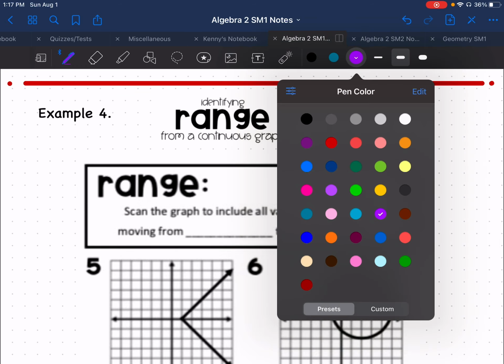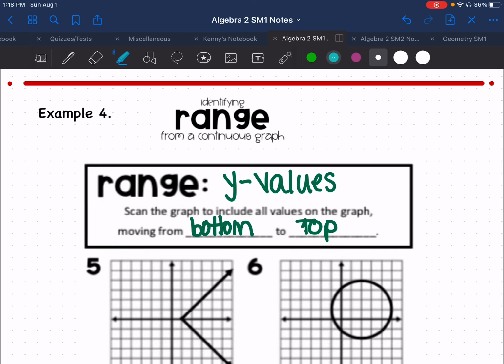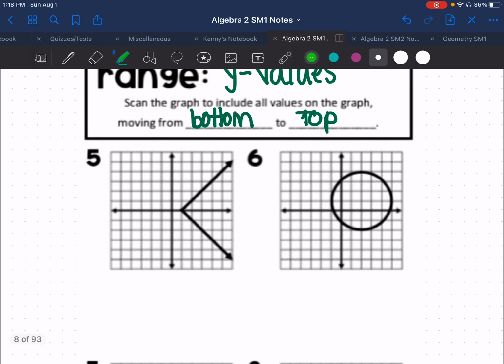Let me change this to a green. My range are my y values. My range are my y values. And I'm simply going to scan the graph to include all the values on the graph moving from the bottom to the top. Always from the bottom to the top. So let's go ahead and grab our green, and you're going to see some very similar ones here, but you're going from bottom to top.